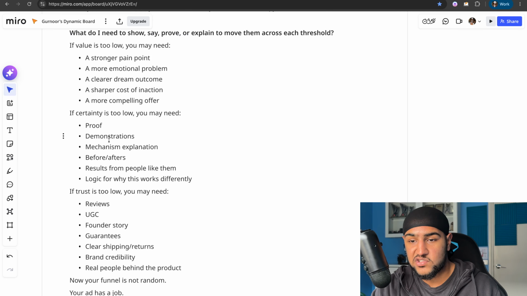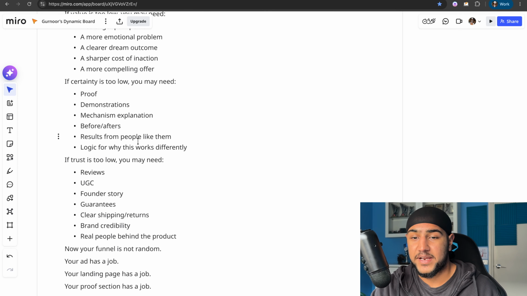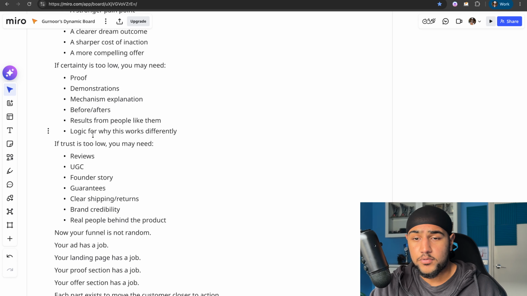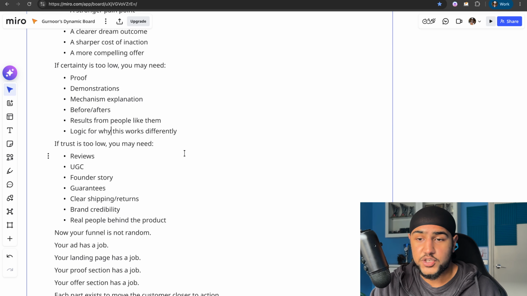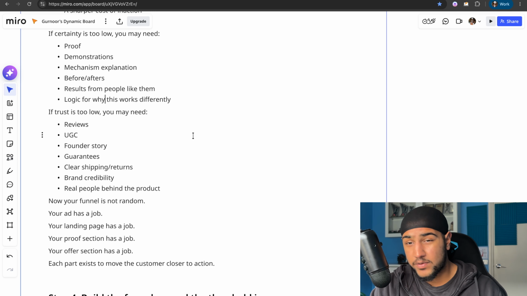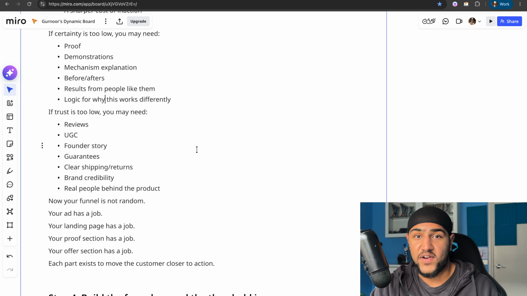And then if certainty is too low, you may need proof, demonstrations, mechanism explanation, unique mechanism of problem and of solution is very important. Before and after, results from people like them, logic on why this actually works differently. This is extremely important when you're at stage 4 and 5 sophistication.